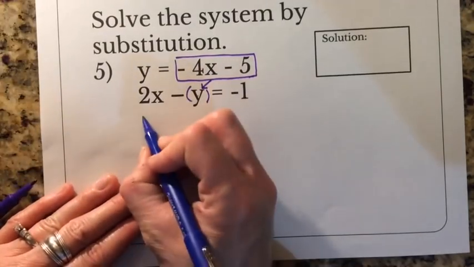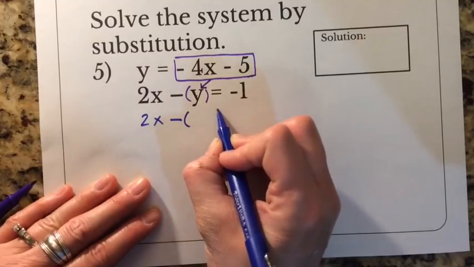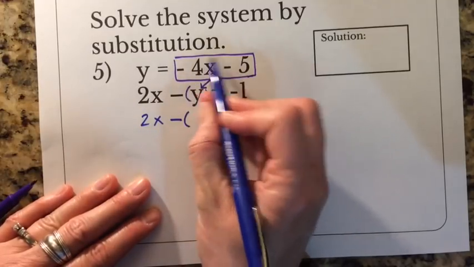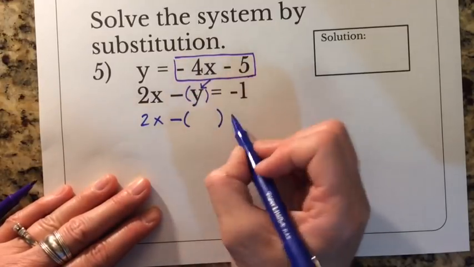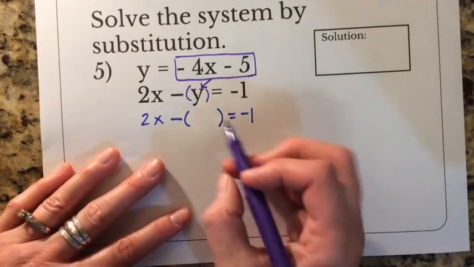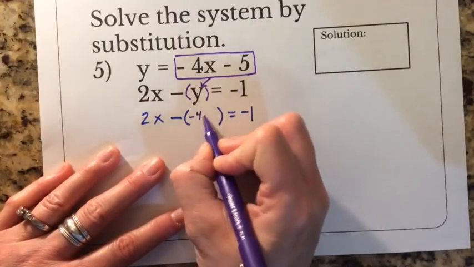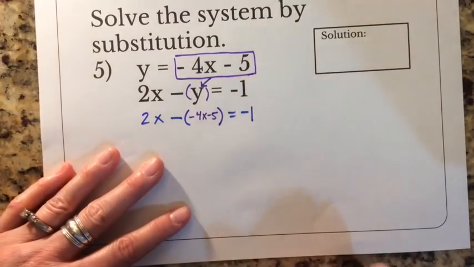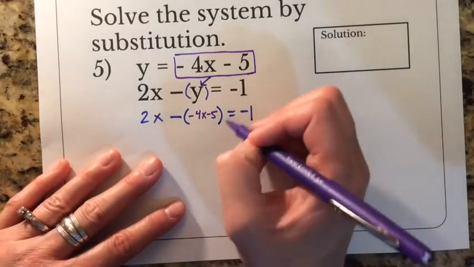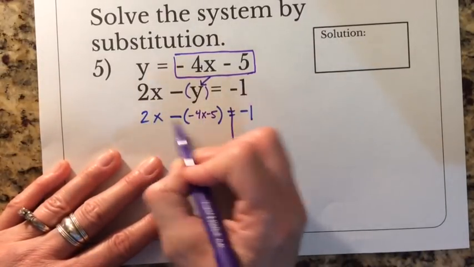I'm going to copy this equation, but where I see y, I'm going to put a big parentheses because I'm going to be replacing it with this expression right there. Copy it down. Now, instead of y, I substitute negative 4x minus 5. There it is. Okay, now I have one variable in my equation, x.